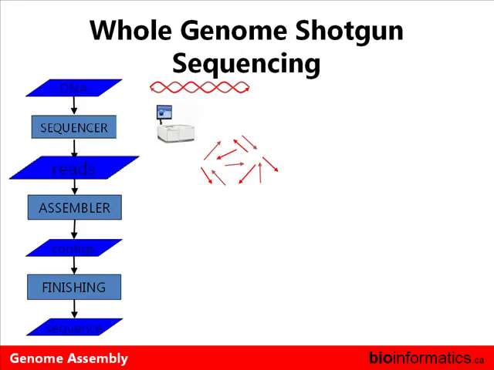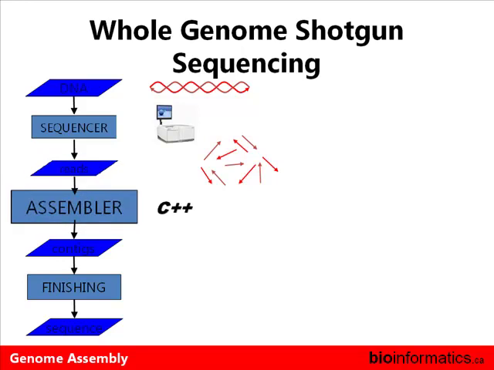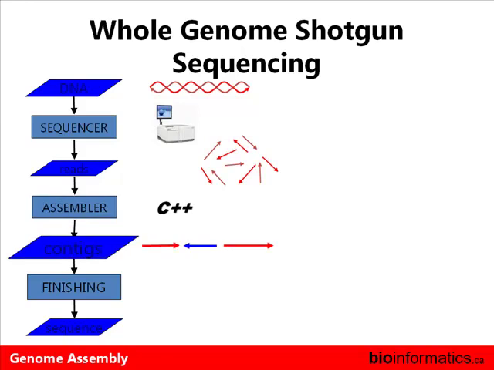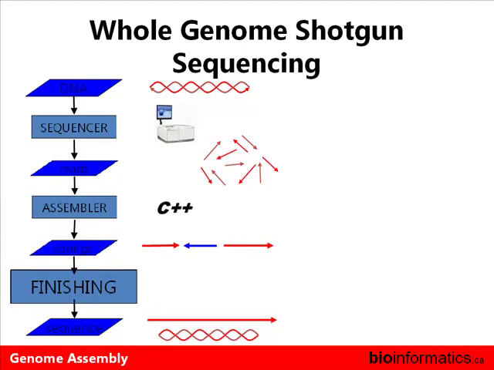Computer scientists like me tend to think that DNA is a string, and they tend to forget that it's actually a molecule which has two strands. So, minor detail. Then there's an assembler, which is basically a program written in your favorite programming language, which hopefully will generate for you contigs. And after some finishing, you should be able to get a final genome.